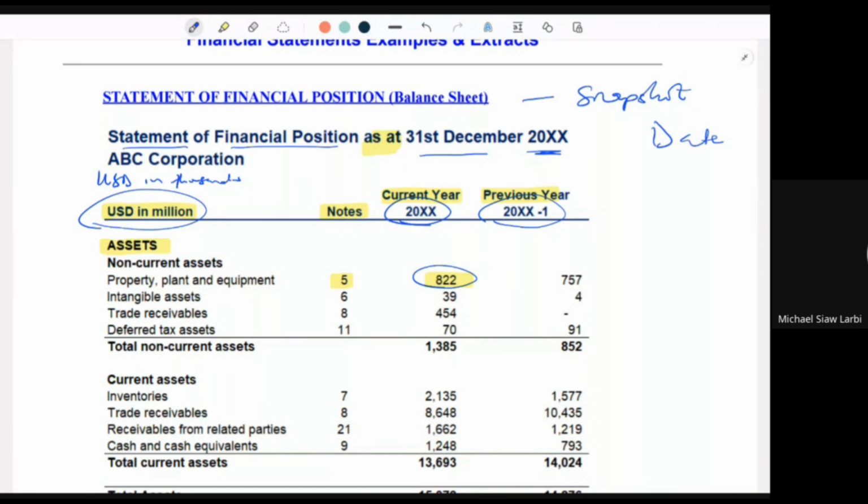Are we good? So far, the title or the heading, the date, the currency, the years, which will mostly always be 2 years, and then the notes. Once you identify these, you can start speaking the language of accounting. Remember, I told you for assets, we have current and non-current. If you remember, I said non-current lasts for more than 1 year, current lasts for less than 1 year.